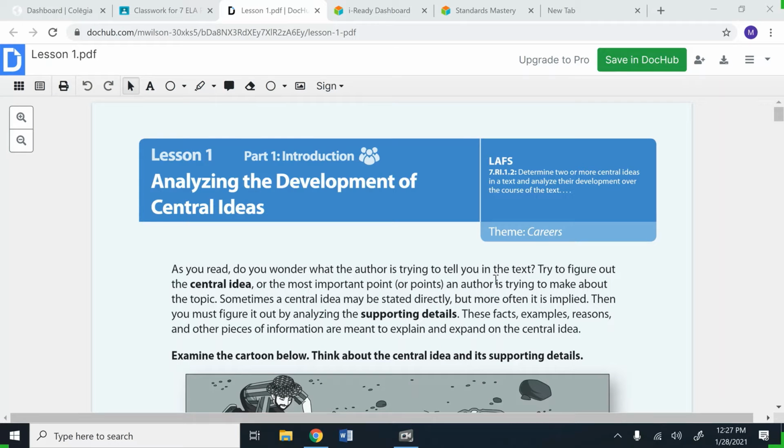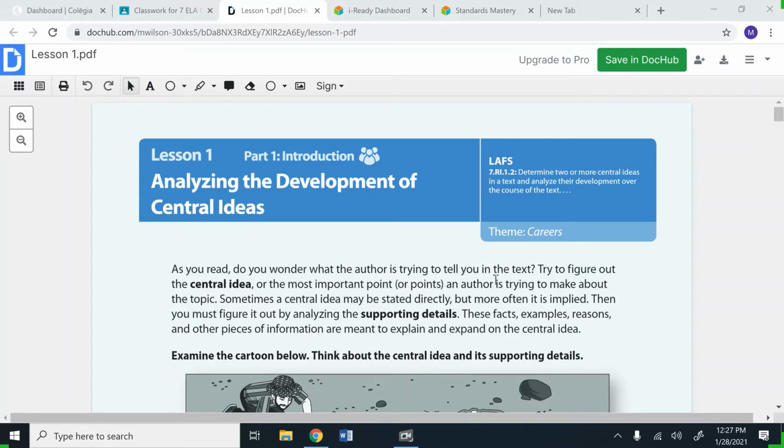Welcome to Ready Lesson 1, Analyzing the Development of Central Ideas. In this lesson, we are going to determine two or more stated or implied central ideas of an informational text, and we are going to analyze how facts, details, and other evidence develop a central idea.